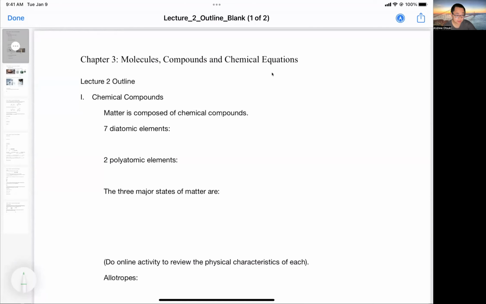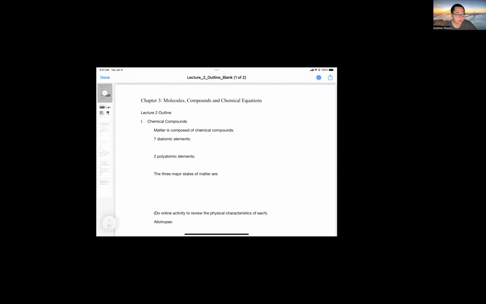So the 7 diatomic elements are, we're going to have hydrogen, H2, nitrogen, N2, fluorine, F2, iodine, I2, chlorine, Cl2, and then oxygen, O2, bromine, Br2. Okay? So those are the 7 diatomic elements.